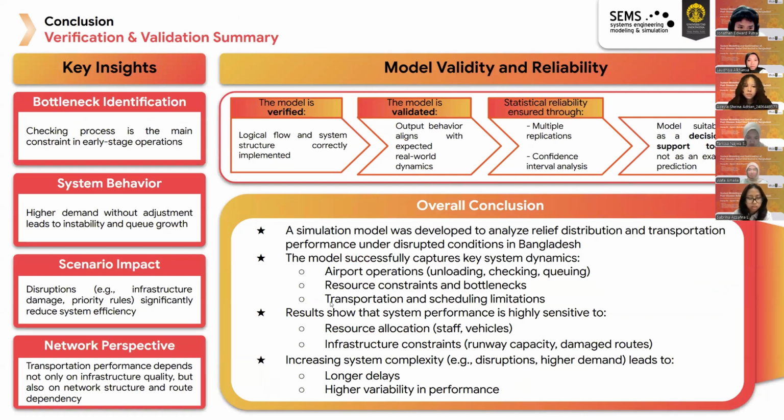So the model, as you can see, this is key insights about the bottleneck, the system behavior, secondary impact, and network perspective. After that, we can model fallibility, that the model is verified, the model is validated, and statistically reliable, ensured through the multiple replication or confidence interval analysis, because every simulation model that we use, we are using the standard replication. So that means we also make it about the summary of it. So this is the summary of how we make the simulation modeling.